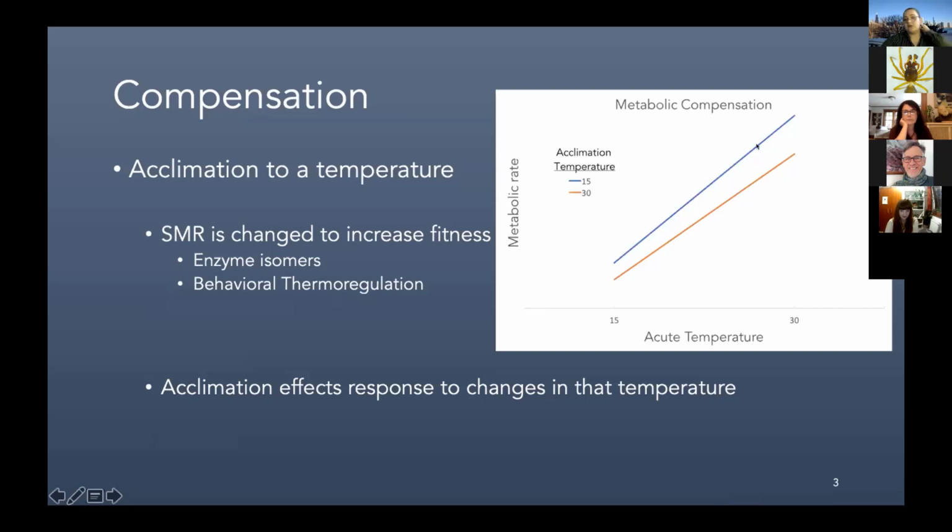And so this is a graph that shows that concept, where you have an organism acclimated at 15 on the blue line, and an organism acclimated at 30 degrees in the orange line. And so you can see at 15 degrees and at 30 degrees, this low temperature acclimated organism has a higher metabolic rate at both temperatures than the 30 degree acclimated animal.